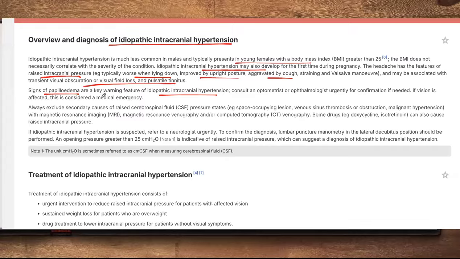When we find a patient with raised intracranial pressure, we also need to rule out some other possible causes. The most important thing to rule out is whether they have got a space-occupying lesion, like a brain tumor, any venous thrombosis, like the sinus thrombosis, malignant hypertension. Usually, the only way to rule this out is to do a MRI or MR venography. Some drugs such as doxycycline and isotretinoin can also raise intracranial pressure. So this is your exam question. And this is from eTG, which is the therapeutic guideline.